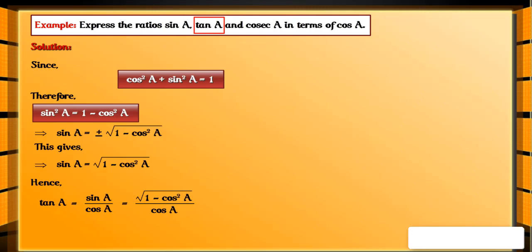Hence, tan A is equal to sin A upon cos A is equal to under root 1 minus cos square A upon cos A. And cosec A is equal to 1 upon sin A is equal to 1 upon under root 1 minus cos square A.